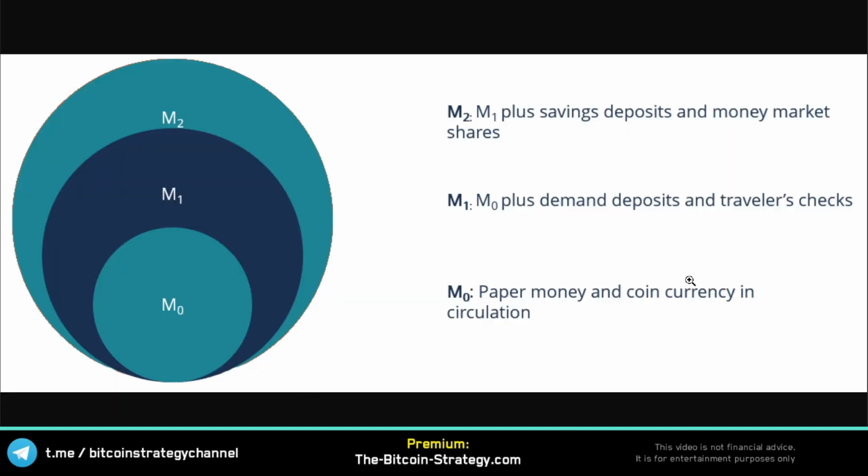So M0 is simply your paper money, the coins and bills that you are hoarding under the mattress. M1 adds deposits to this, so your current account at the bank. M2 adds savings deposits, so that's now money that might be locked up for a few months. It might be more advanced instruments like money market shares, but that's how this is split up.